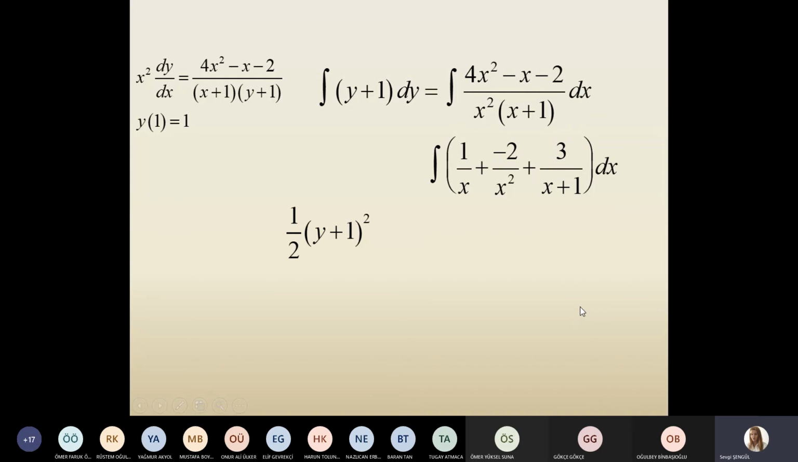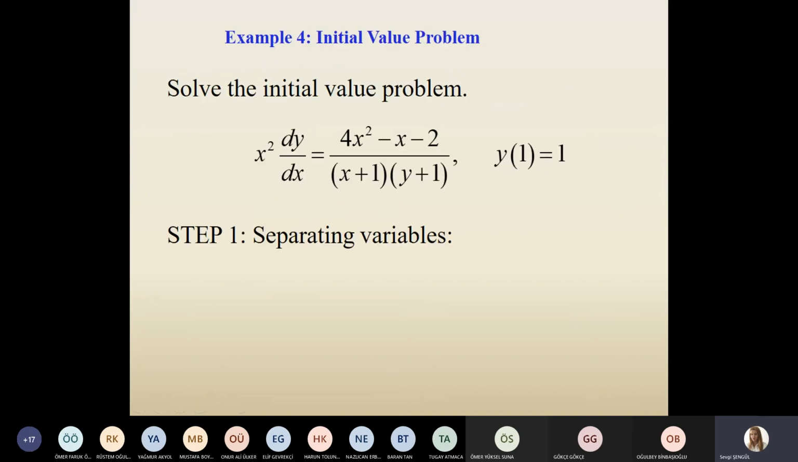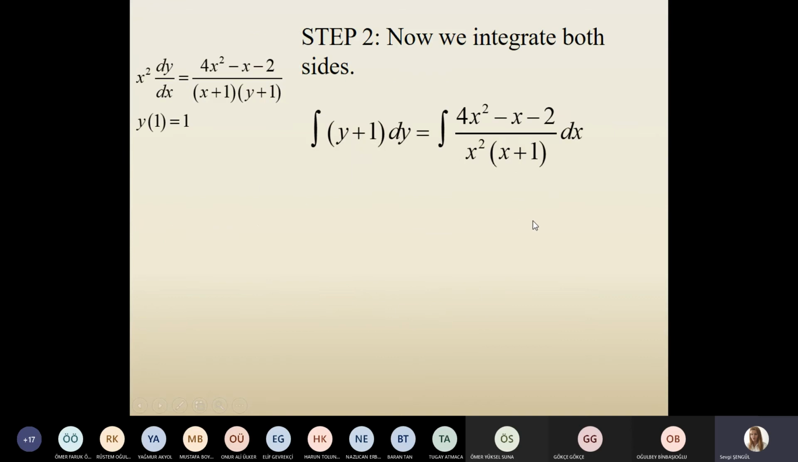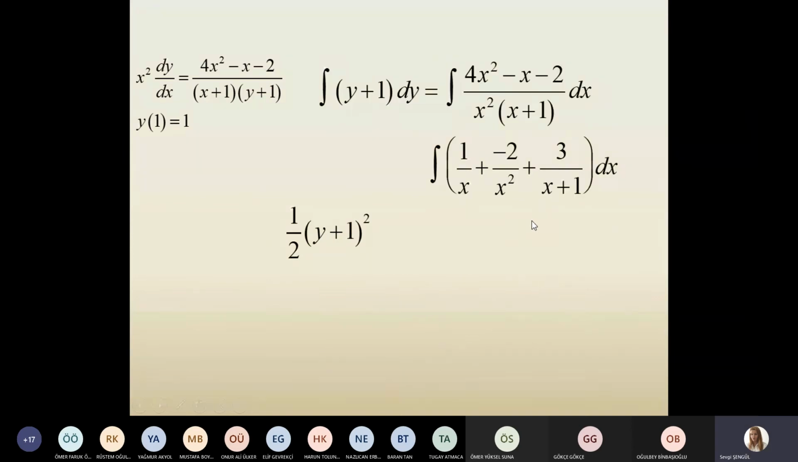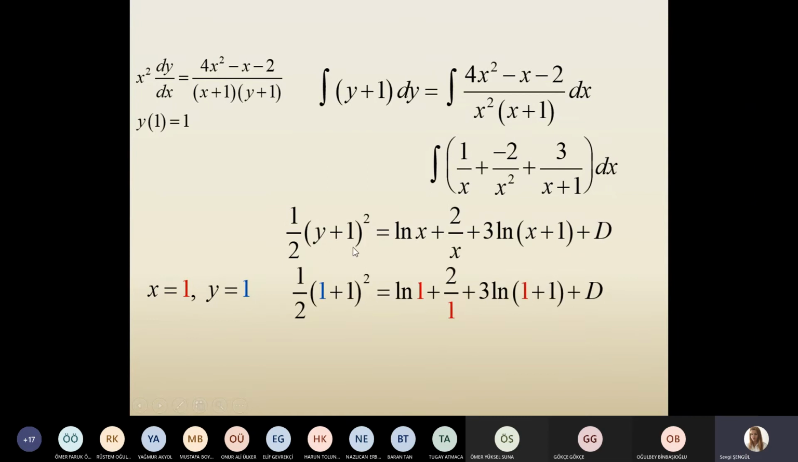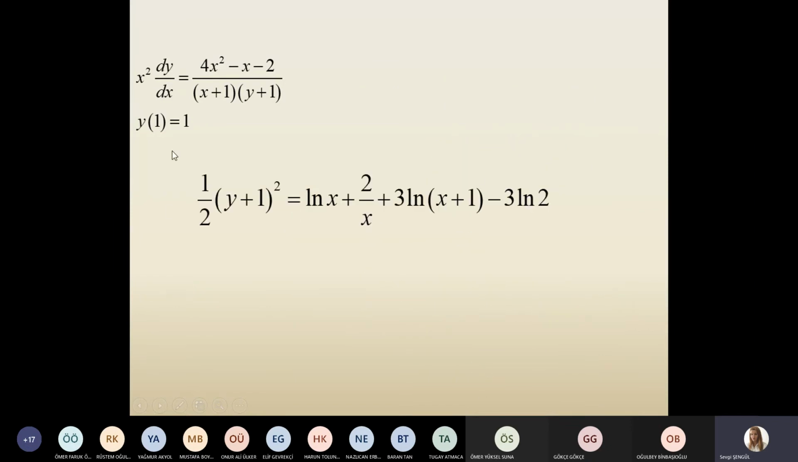Since the initial value is given as when x is 1, y is 1, exactly we are applying that here. X is 1, y is 1, and solve it for d. D is minus 3 ln 2. If you plug that in, you can find the solution of your initial value problem.